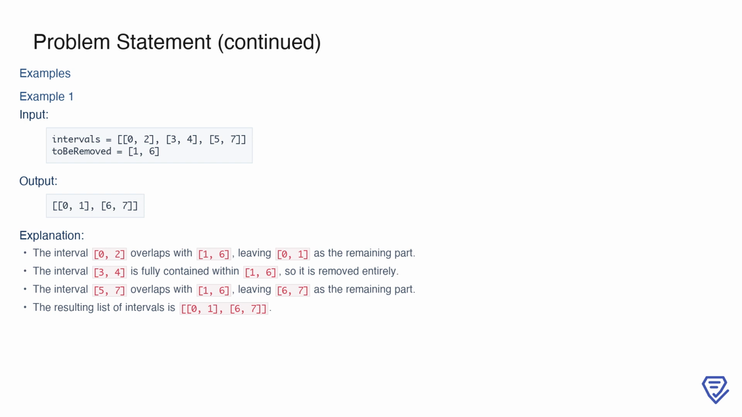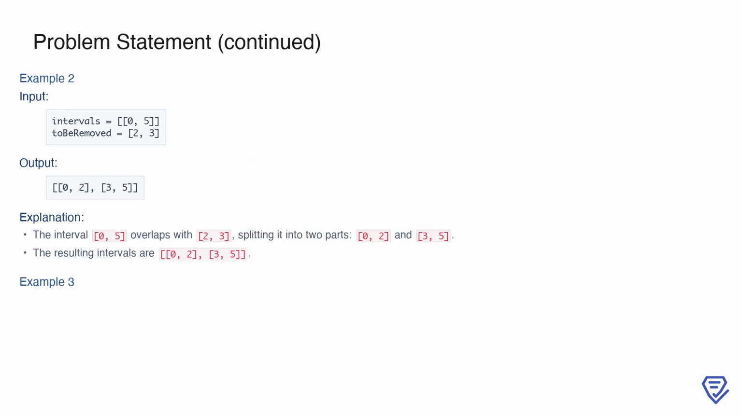Suppose we are given the intervals [0,2], [3,4], [5,7], and the interval to be removed is [1,6]. The output in this case would be [0,1], [6,7]. Here's why: the first interval, [0,2], overlaps with [1,6], leaving [0,1] as the remaining part. The second interval, [3,4], is entirely contained within [1,6], so it is removed completely. The third interval, [5,7], partially overlaps with [1,6], leaving the portion [6,7]. After processing all intervals, the resulting list is [0,1], [6,7], which is sorted and non-overlapping.